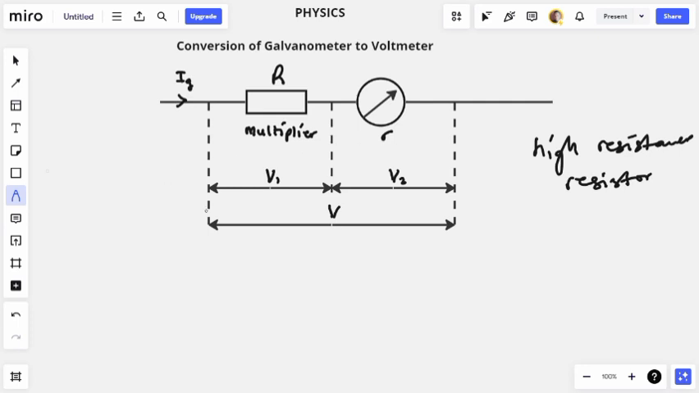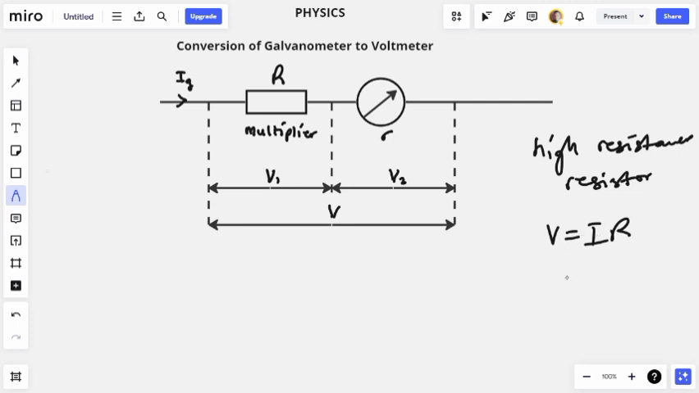The reason in an ammeter we use low resistance is so that we can increase the range of currents it can measure. While here in a voltmeter, we use a high resistance resistor. Reason being that a high resistance brings about an increase in voltage drop. From Ohm's law, V equals IR. You see that V is directly proportional to R. Increase in resistance means what? Increase in voltage. Likewise, increase in current.